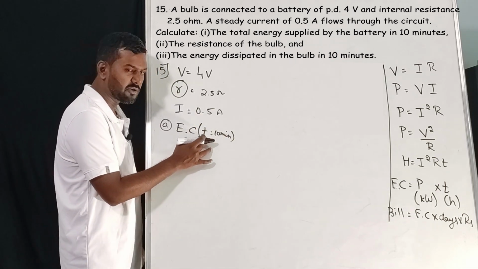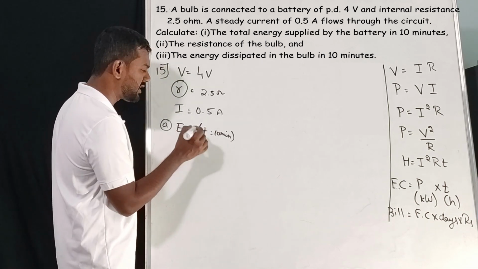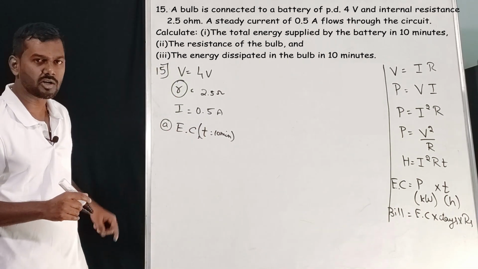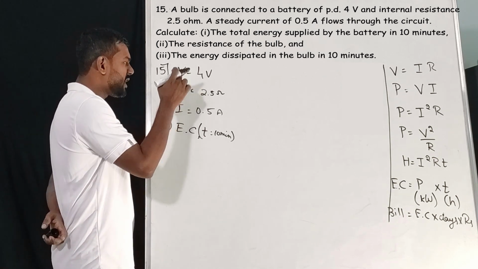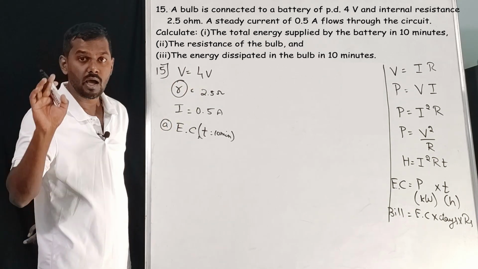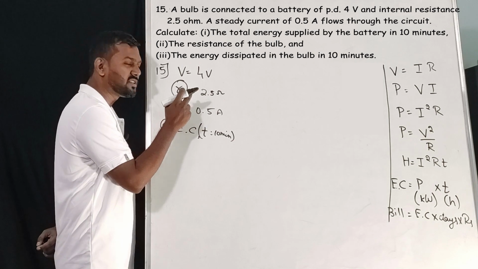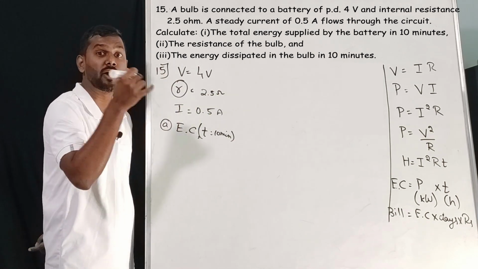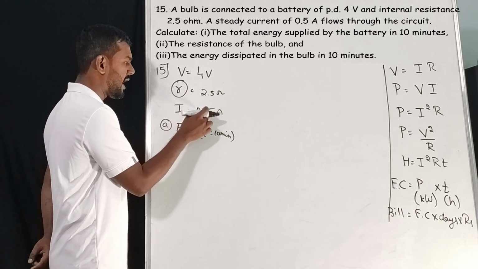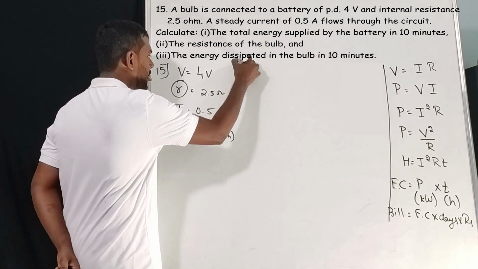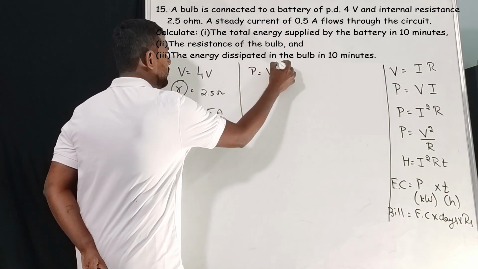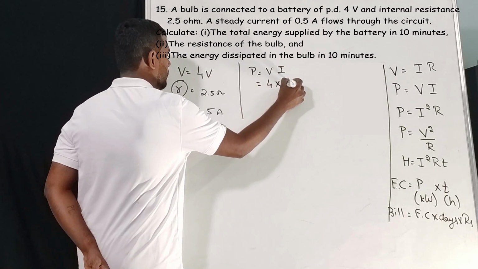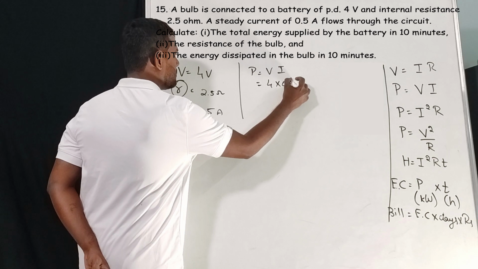Okay, so time is given. To find energy consumption, we need power and time. Correct, power is not given. See, using voltage and resistance we can find power, but this is not the resistance, this is internal resistance. So don't use this R to find power. So use V and I to find the power. See, power is equal to V into I. Voltage is 4, I is equal to 0.5.